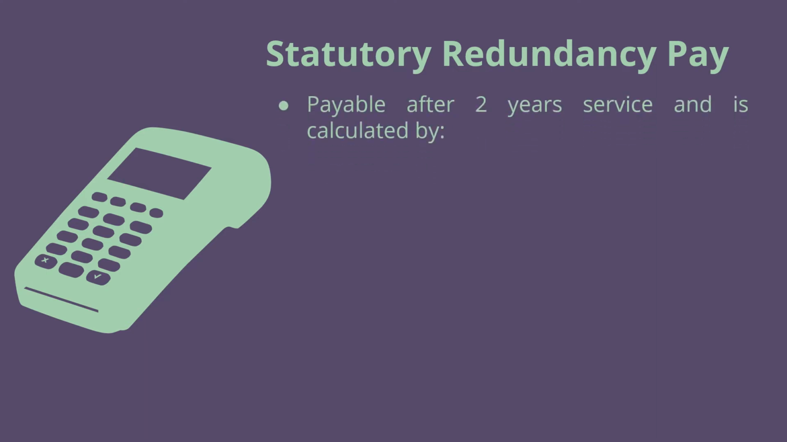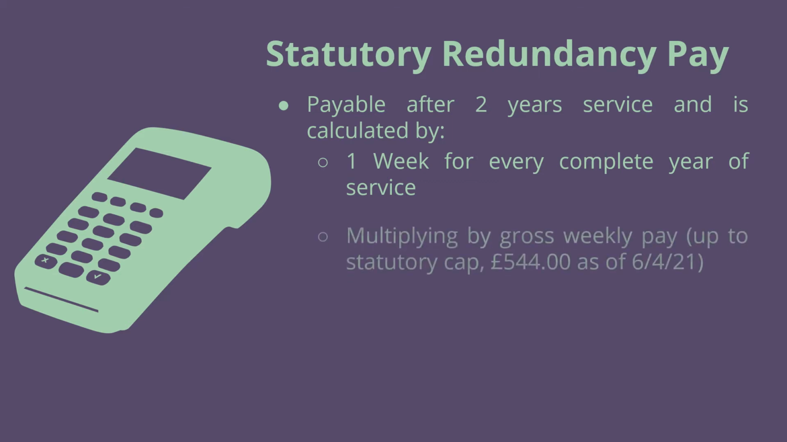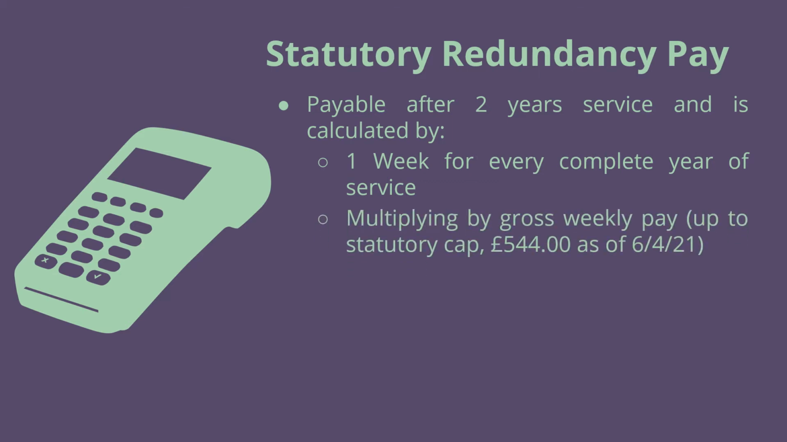Statutory redundancy pay is only paid for complete years' service. So you will be paid 1 week of your gross pay, that is pay before tax is deducted, for each complete year of your employment. Your gross pay is capped, however. As of 6th of April 2021, this statutory cap is £544 per week.